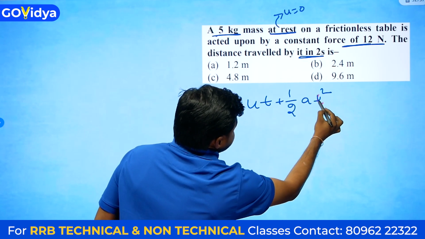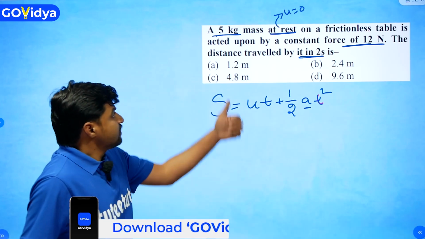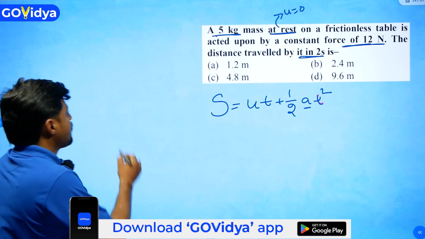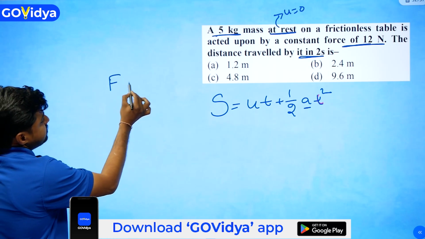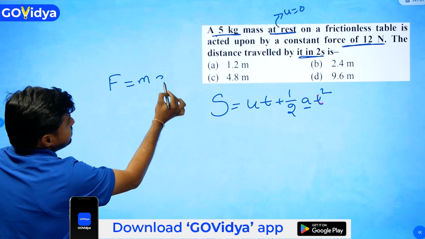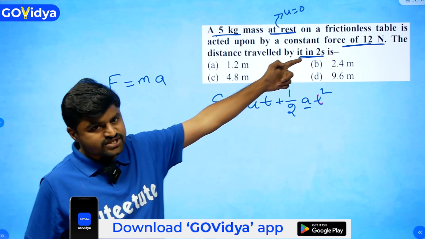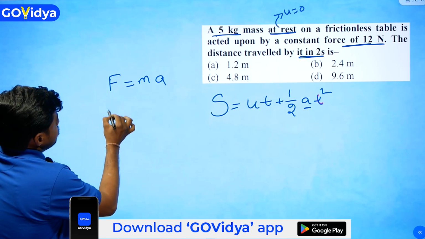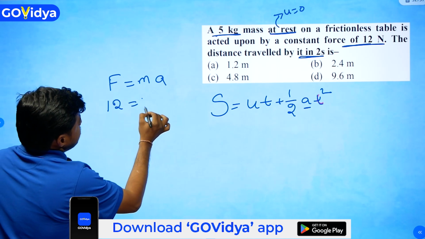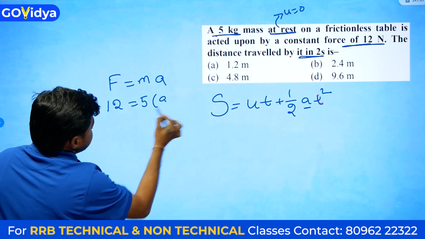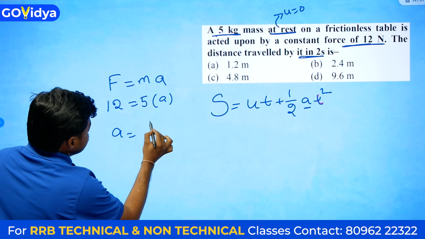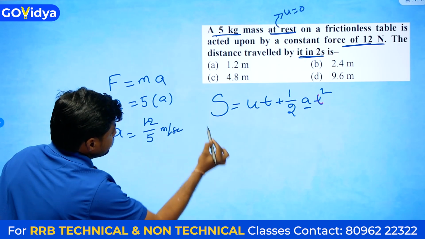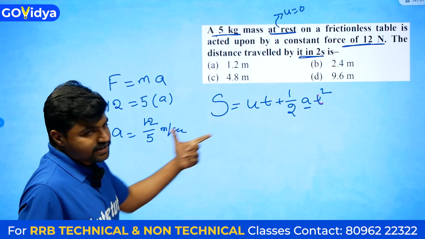Okay, for acceleration we can find acceleration by using mass and force. We know that force is equal to mass into acceleration. Okay, force is given, force is 12 newtons and mass is 5 kg. Here acceleration is equal to 12 by 5 meter per second square. Okay, now we can substitute acceleration in this formula.